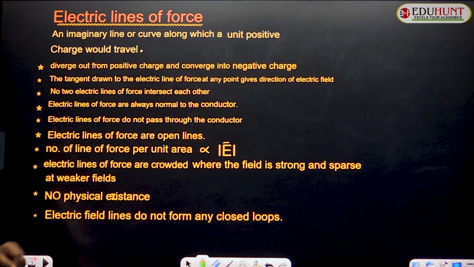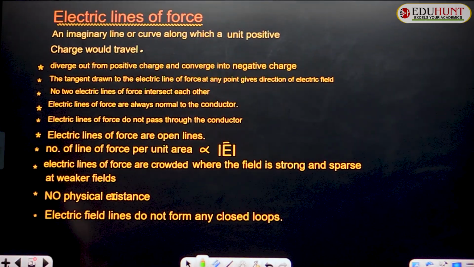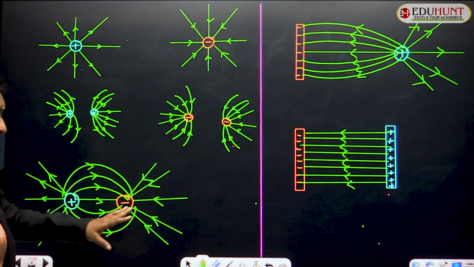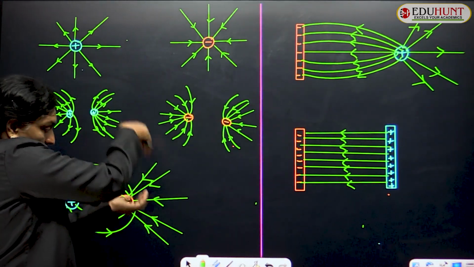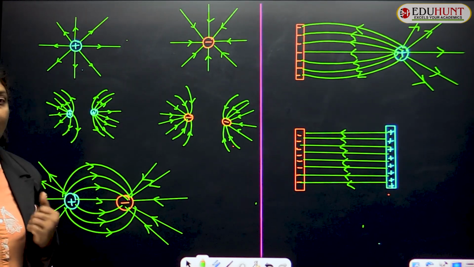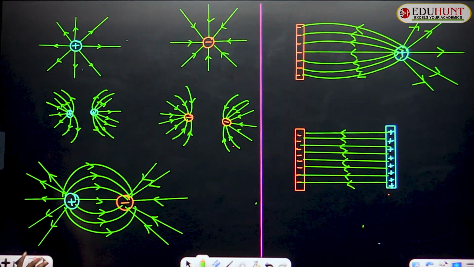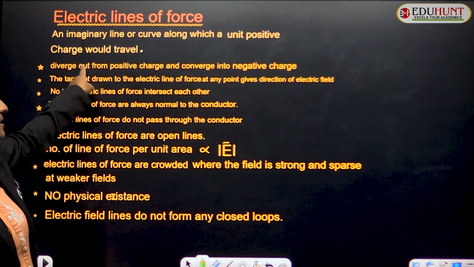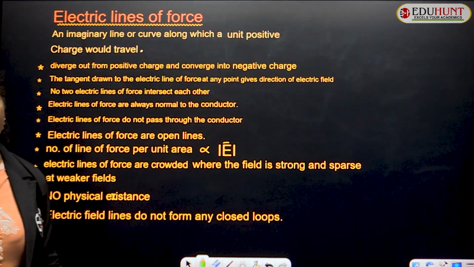What we considered is they diverge out from the positive charge and converge into the negative charge. All the electric field lines diverge, come out of the positive charge, and where are they going? They converge, meaning meet inside the negative charge. So, all the electric field lines diverge out from the positive charge and converge into the negative charge.